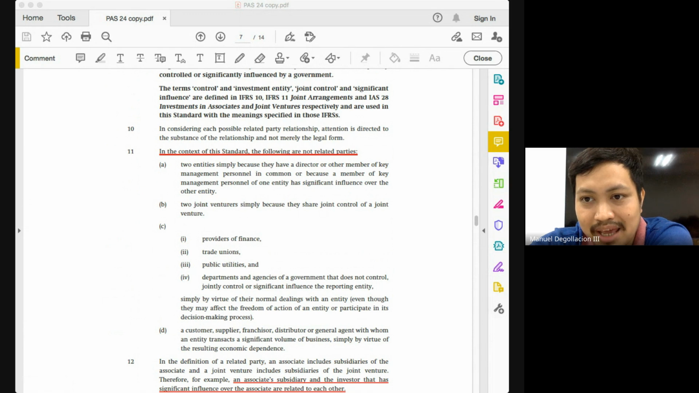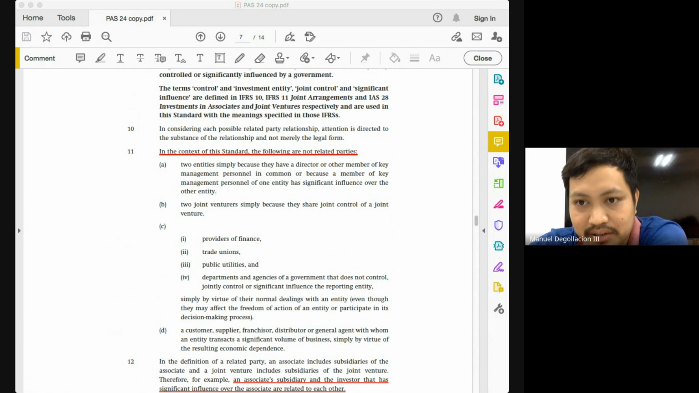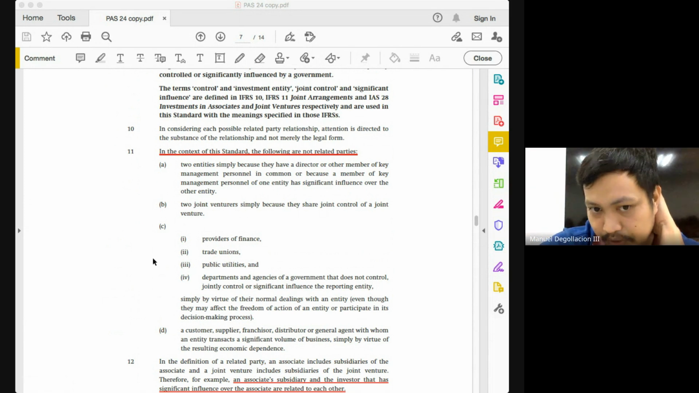Okay, so assume A and B share control over C, class. A and C are related parties. B and C are related parties, but it does not necessarily mean that A and B are also related parties. Again, this is a scenario wherein it would be very easy for us to just conclude that two joint ventures will be considered as related parties simply because they share joint control over a joint venture. Okay, so please remember this particular item because many students would commit a mistake on this item.